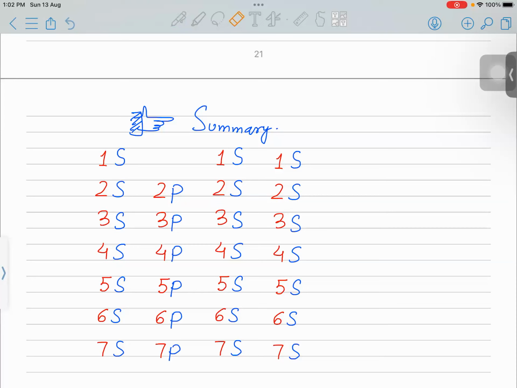Now, can you tell me about the d orbital? It starts from the third shell. So here you have the d orbitals. And what about the f?